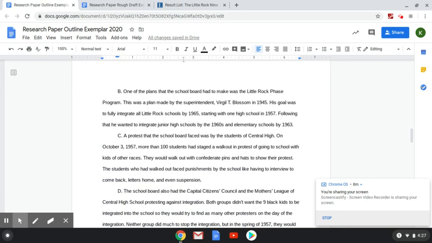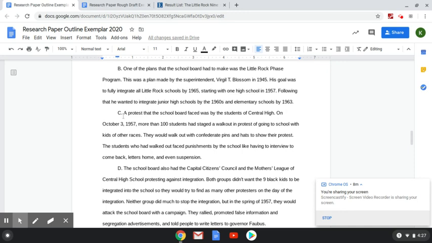One of the plans that the school board had to make was the Little Rock Phase Program. This was a plan made by the superintendent, Virgil T. Blossom, in 1945. His goal was to fully integrate all Little Rock schools by 1965, starting with one high school in 1957. Following that, he wanted to integrate junior high schools by the 1960s and elementary schools by 1963. Next piece of information from the notes.